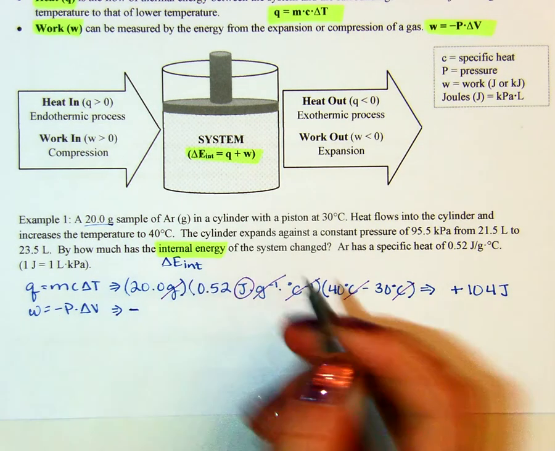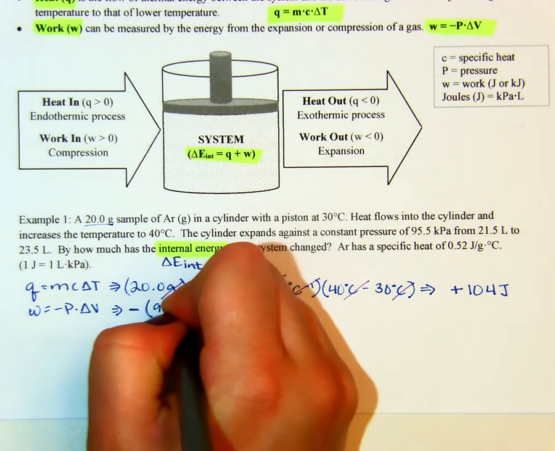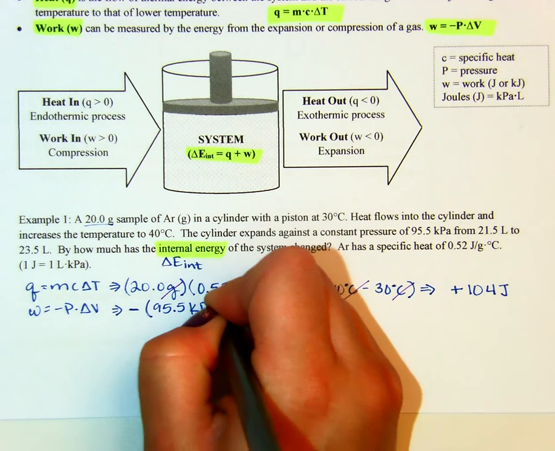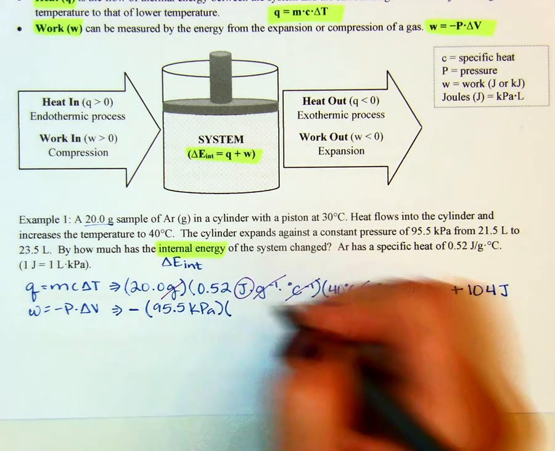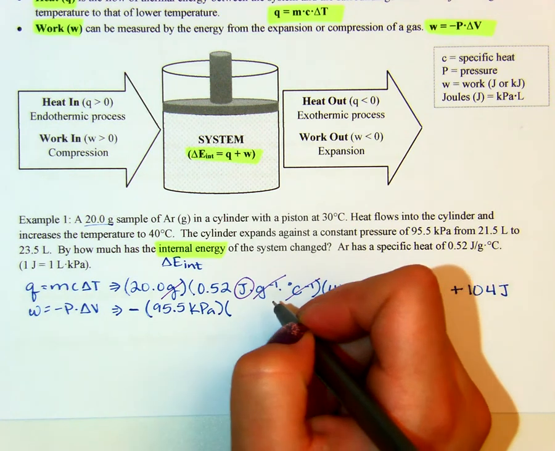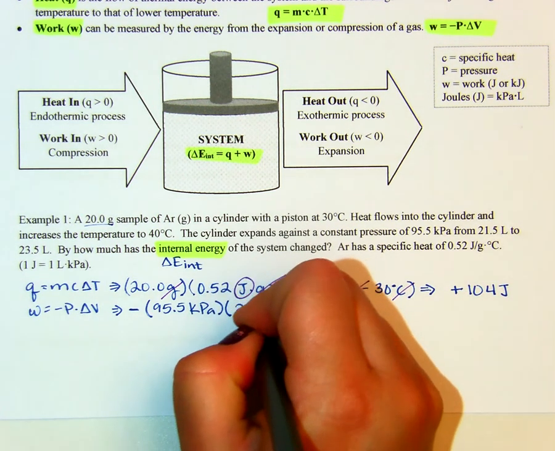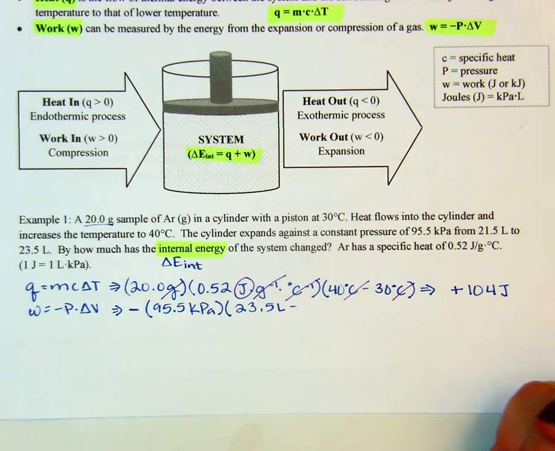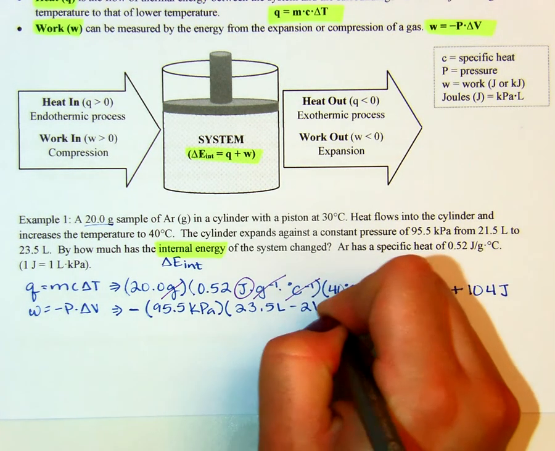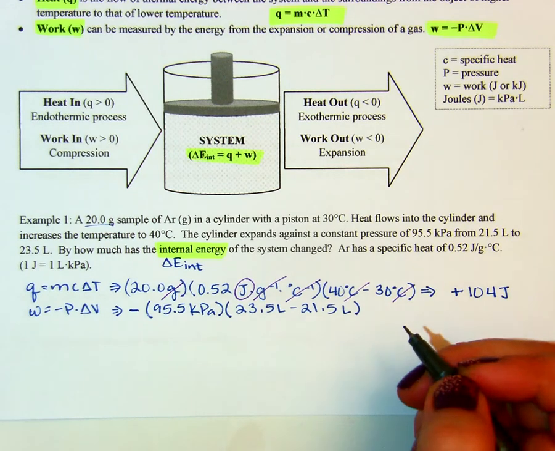So negative, and then in parentheses, my pressure, 95.5 kilopascals times my delta V, which is my change in volume, final volume minus initial volume. My final volume is going to be 23.5 liters. My initial volume started out at 21.5 liters. And again, you could have just subtracted these and written the 2 in there. That would have been fine as well.